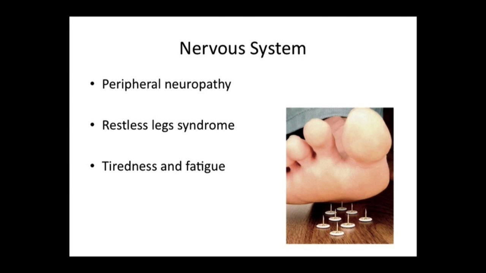So uremic, remember I spoke about one of the manifestations and indications for dialysis being renal encephalopathy. Chronically high elevations in blood urea cause alterations in the nervous system. One of them is peripheral neuropathy, the other is encephalopathy.